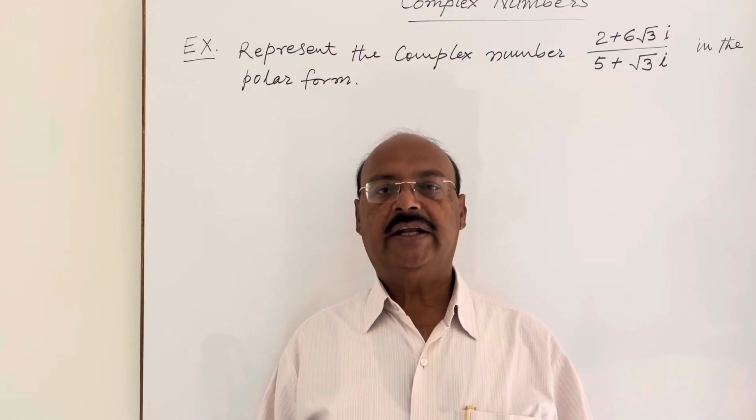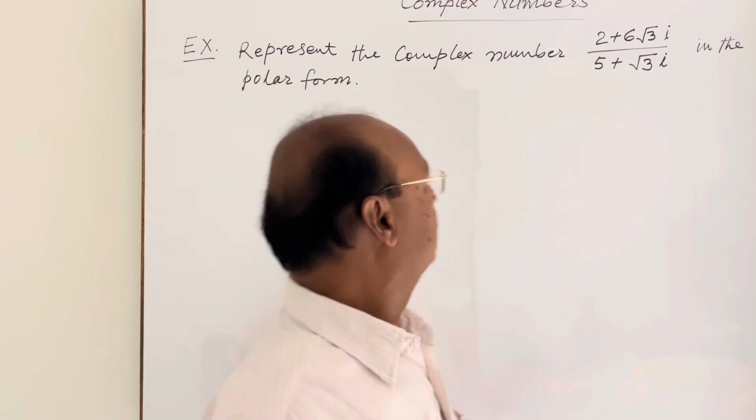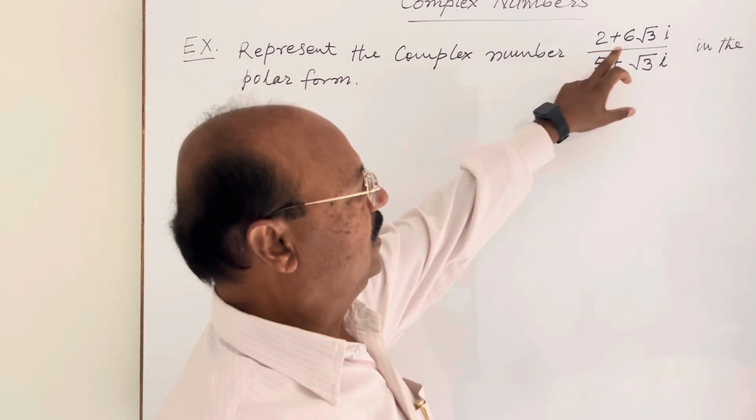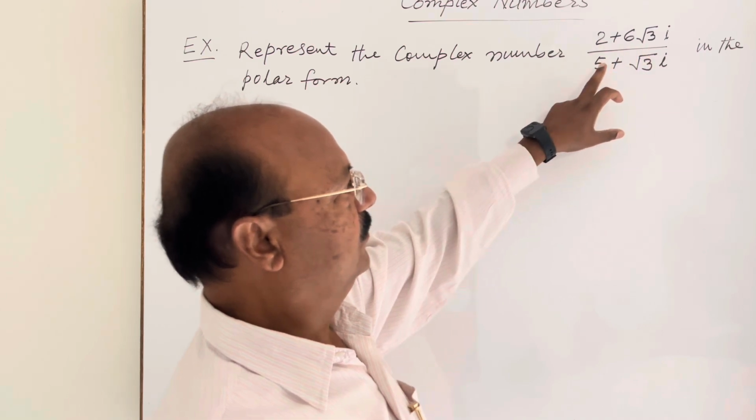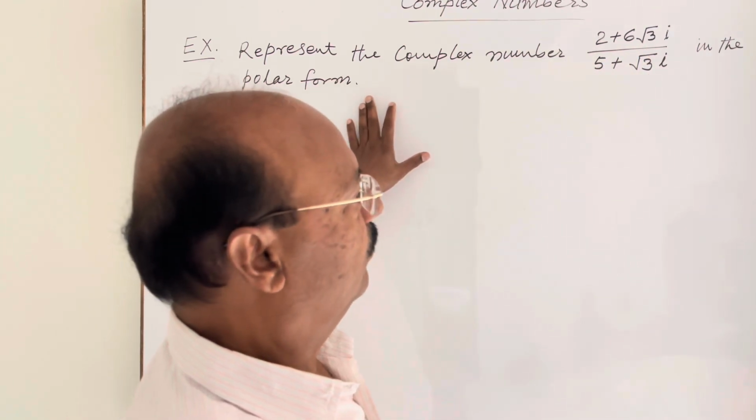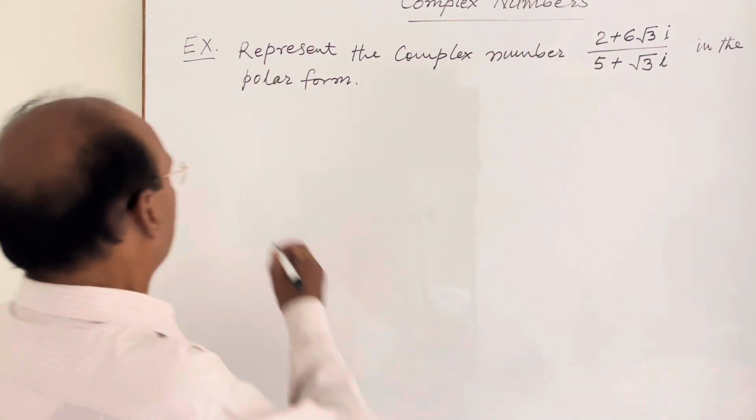Here we are discussing an important question from the chapter complex numbers. The question is: represent the complex number (2 + 6√3i)/(5 + √3i) in the polar form. Here this is the Cartesian form of the complex number.